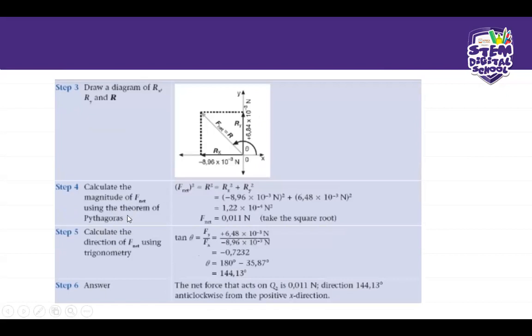And that is going to be F net squared equals R squared Y, R squared X. So the minus here is going to cancel out the direction. Okay, so 1 Newton.